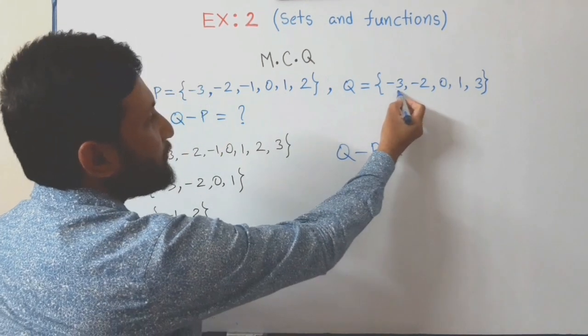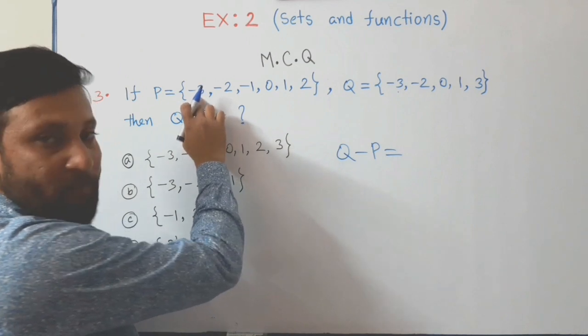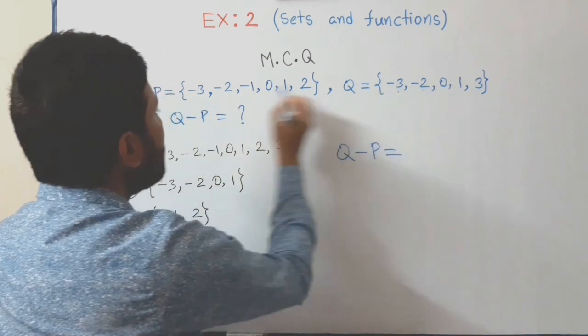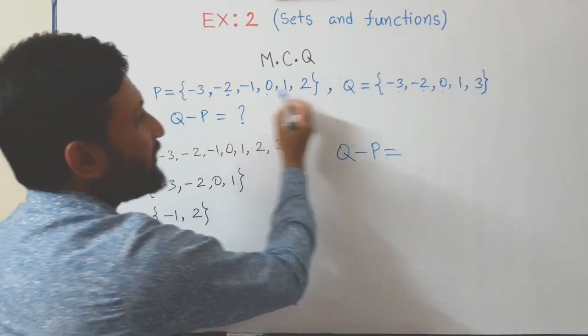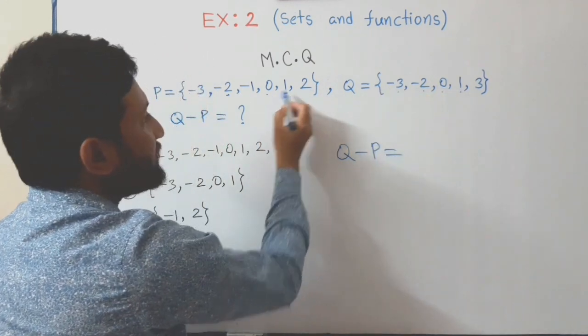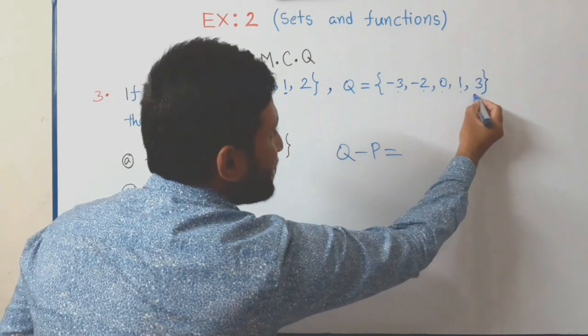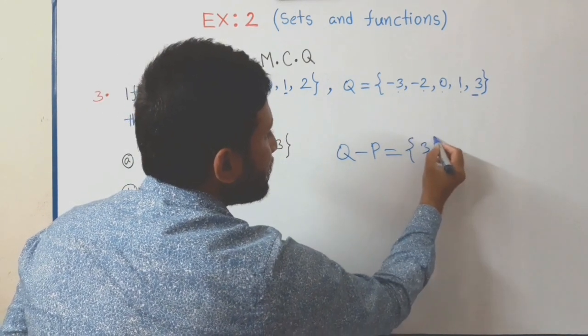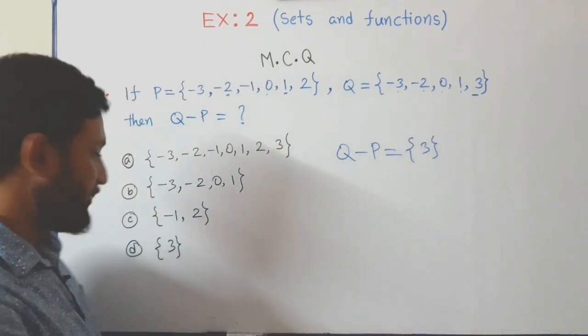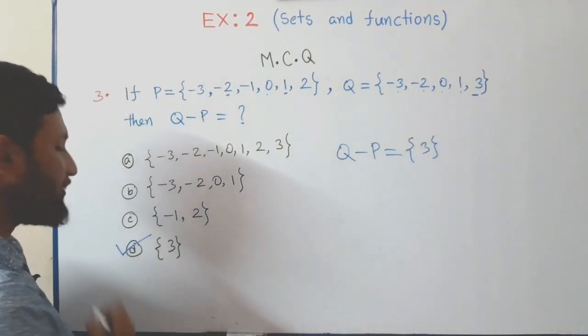Q elements: minus 3 and minus 3, same, cancel. Minus 2, same, cancel. 0 and 0, cancel. And then 1 and 1, cancel. So the rest element is only 3. Okay, so we can write Q minus P has only one element, that is 3. So our right answer is D.